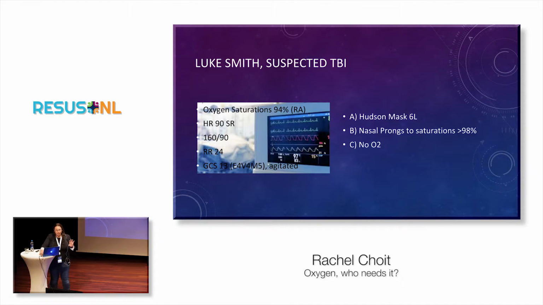So I won't ask you if you want to intubate him, because that was the previous talk, but before we do that, who wants to give him, the options are, and I'm not sure if the Twitter app is working where you can vote on it, but you can give him a Hudson mask running at 6 liters per minute of oxygen. You can apply some nasal prongs, going for a saturation of greater than 98%, or not give him any oxygen. So if it's working, have your votes, and you'll see what the audience thinks. And another question to ask yourself, if his GCS was 14, would this change your answer? In my talk, I hope to give you some insight into the use of oxygen for critically ill patients.